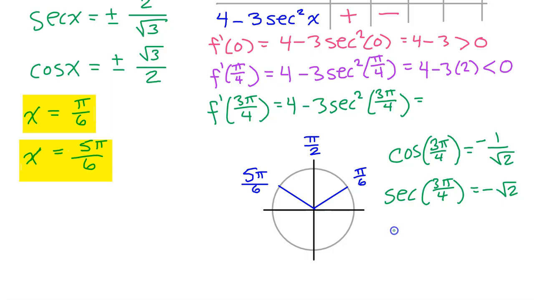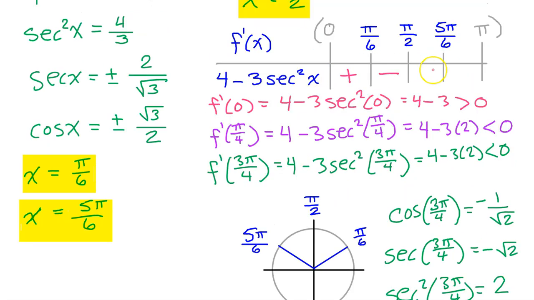However, when we square this, the negative is going to go away. So we're going to get a positive 2 again, just like we did last time. So that means the result will be the same. 4 minus 6 is negative. So f prime is negative on the third interval.